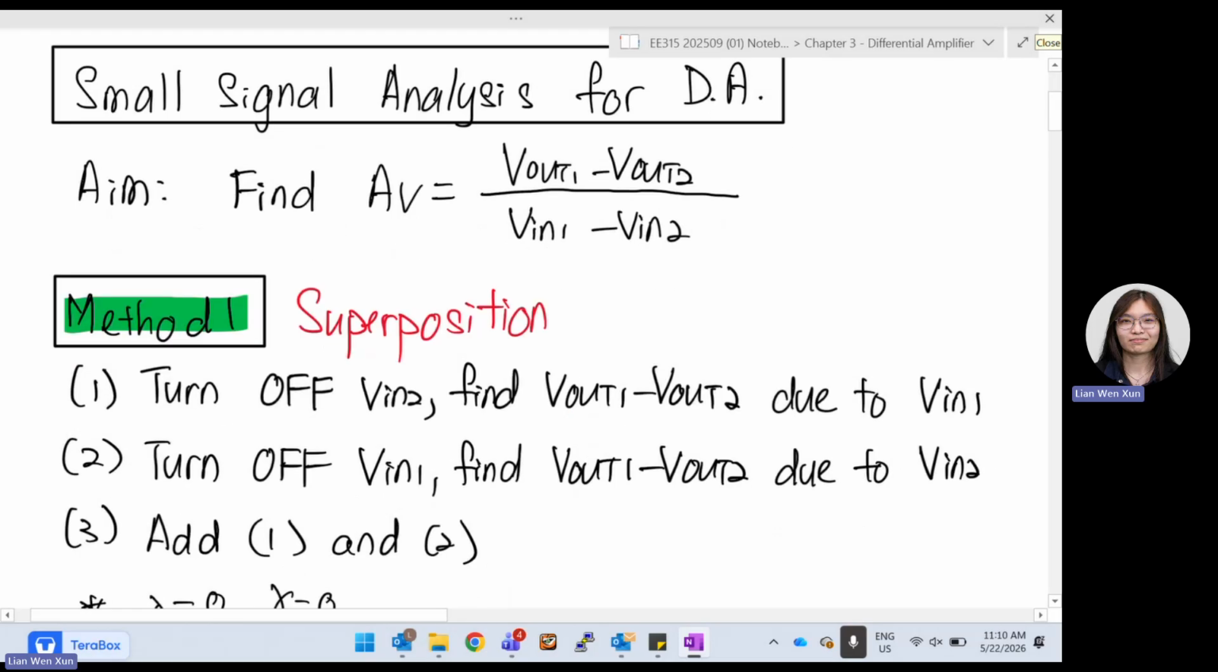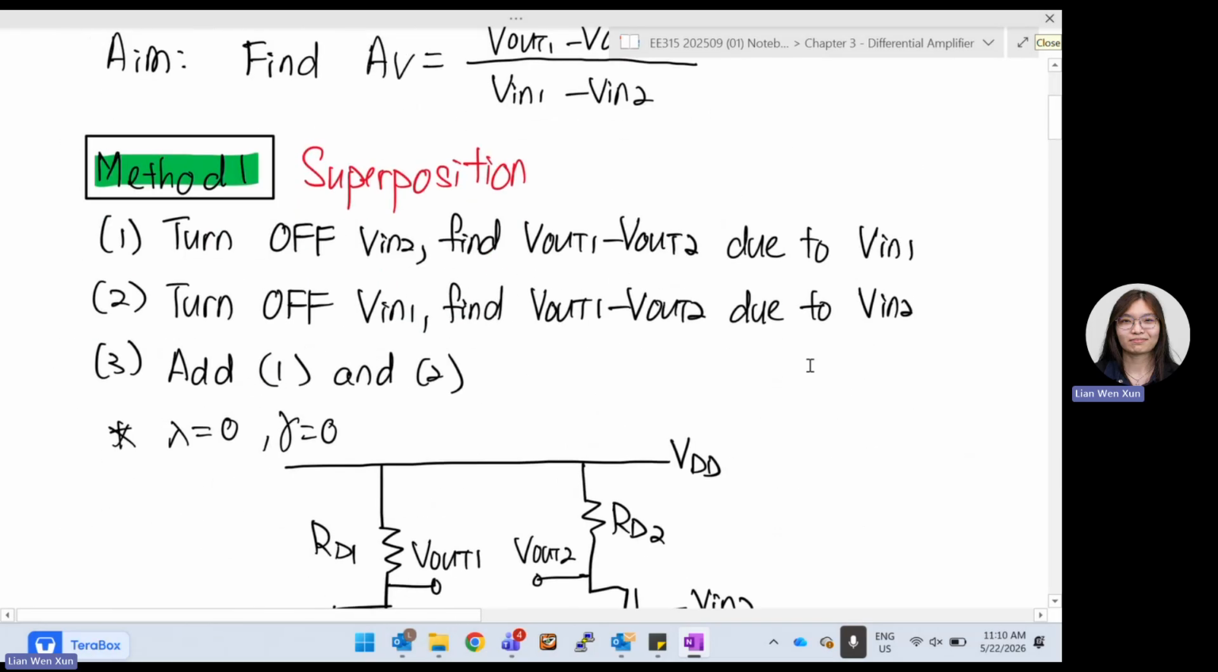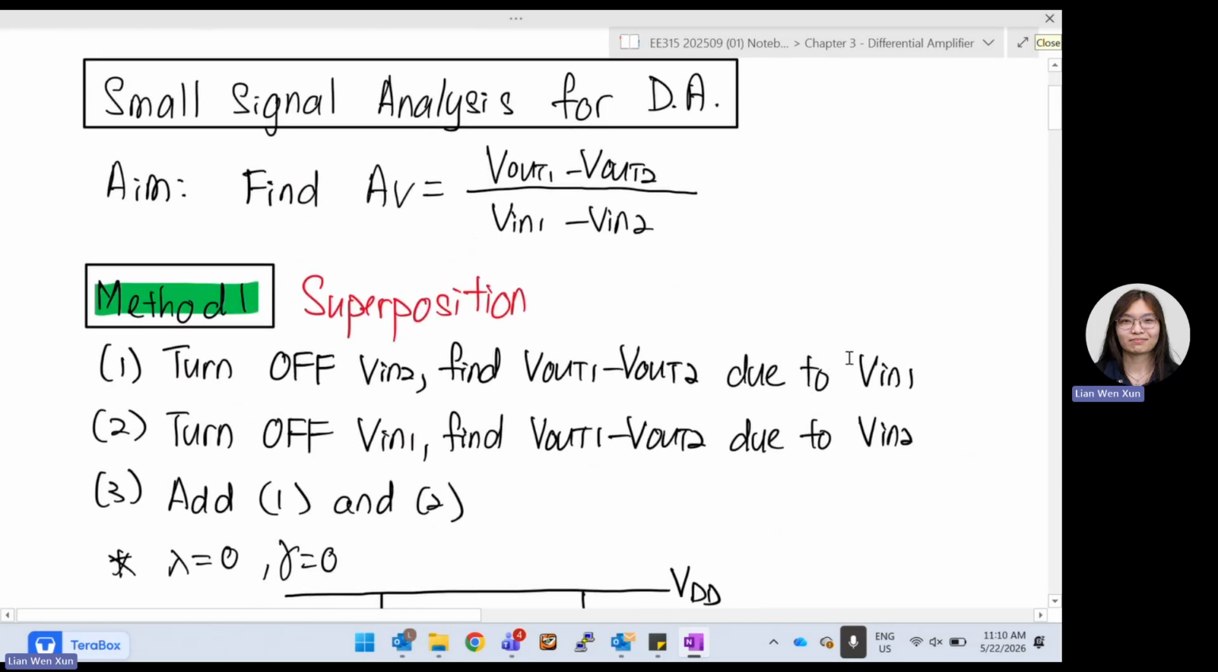So the first method is what we call superposition. This is the most correct method. The second method is the very easy one, when we assume everything is ideal. So the first method, superposition. I think you guys have learned in circuit theory what superposition is. It means you turn off one part, you find the other one first, and then you turn on another part, you find back the first part.